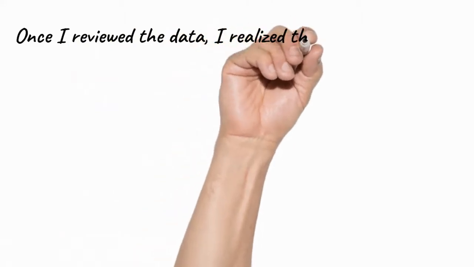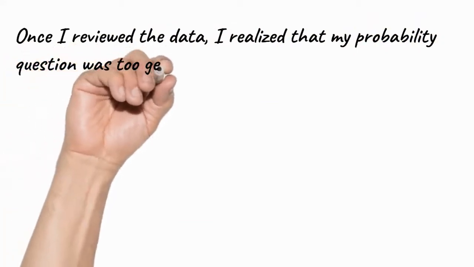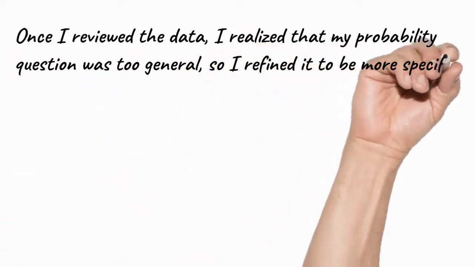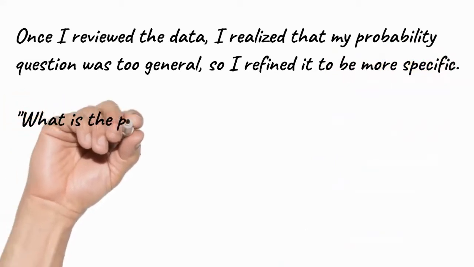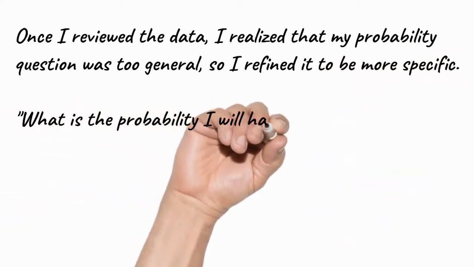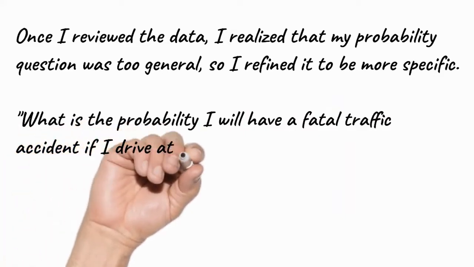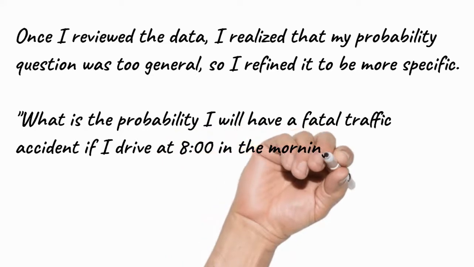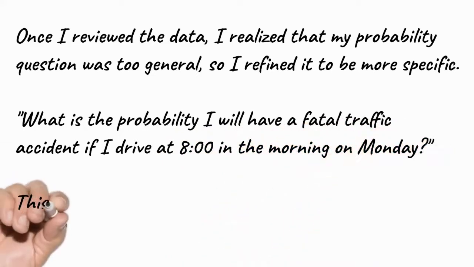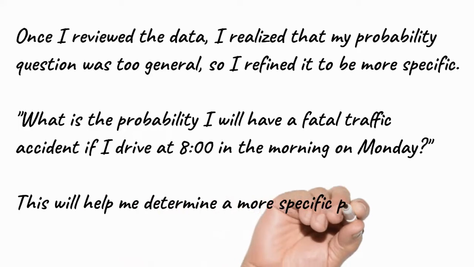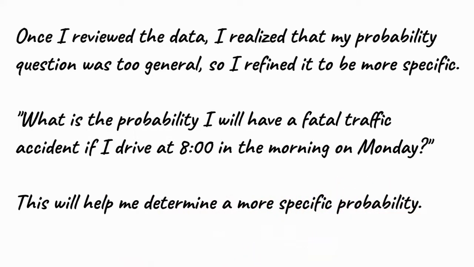I reviewed the data that I had, and we'll actually go into the spreadsheet and take a look at that. I thought that the question I had concerning the probability was really too general. In fact, it was way too general. So I refined it, and you can do this before you start delving deeply into the data. Instead of asking what's the probability that I'll have a traffic accident today, I asked: what's the probability I'll have a fatal traffic accident if I drive at 8 a.m. in the morning on a Monday? This gets me out of that very general area and into a very specific probability.